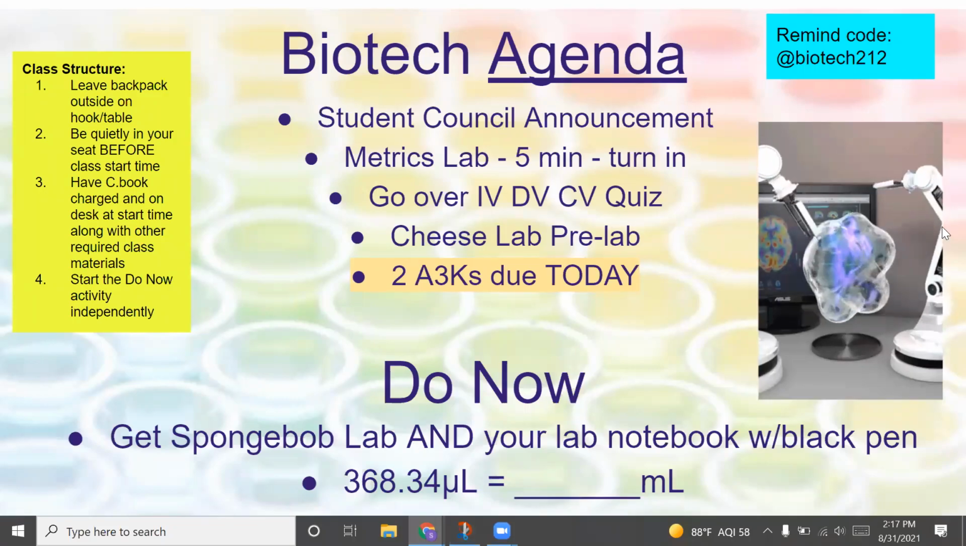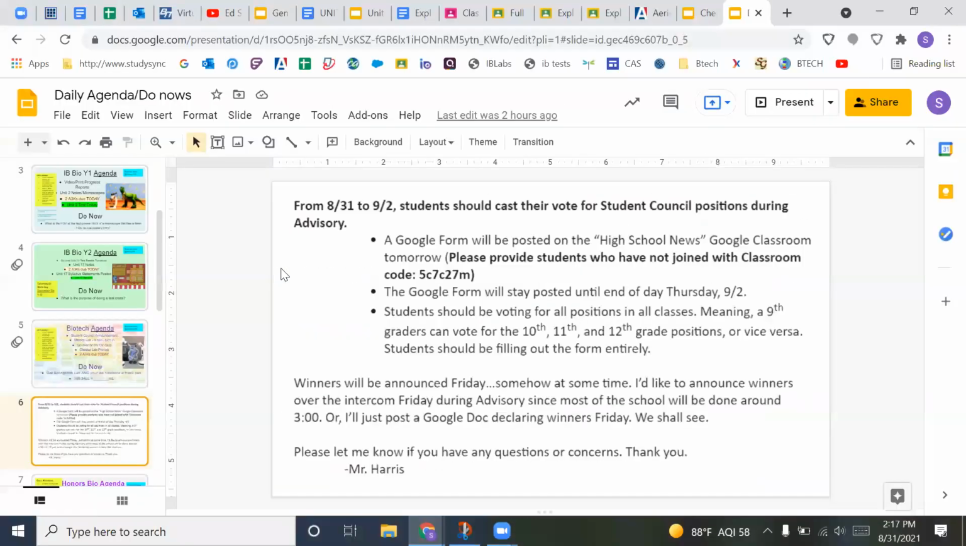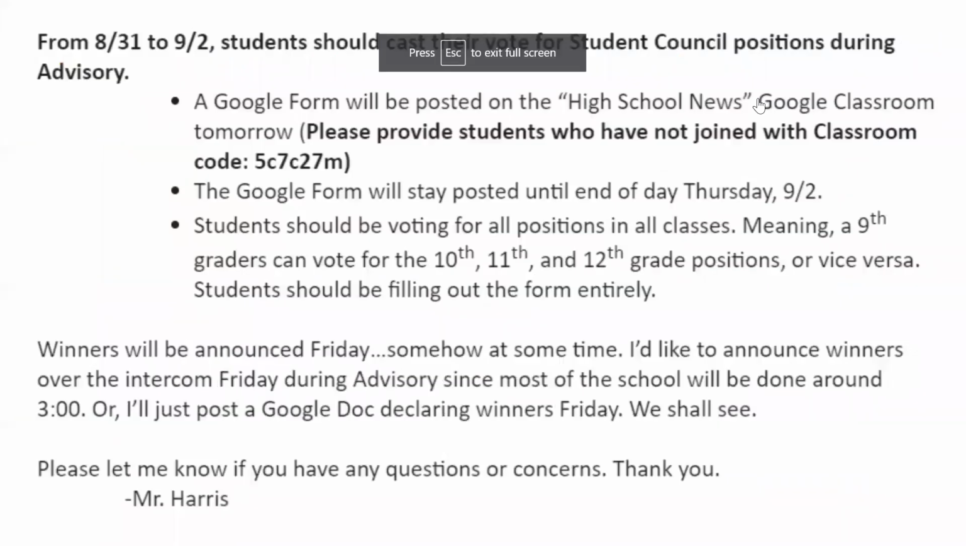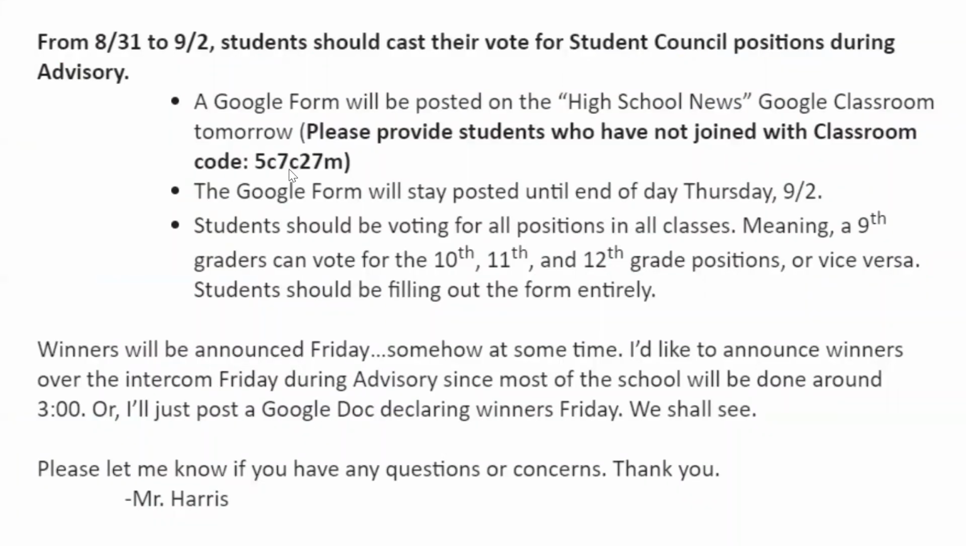Okay, so I do have a student council announcement for you. This is your announcement. A Google form will be posted under high school news, Google Classroom. If you do not have that, I'm supposed to provide you with this code. The Google form will stay posted until the end of the day, Thursday, 9/2. Students should be voting for all positions in all classes. So a 9th grader can vote for 10th, 11th, and 12th grade positions, okay? Or vice versa. Students should be filling out the form entirely.